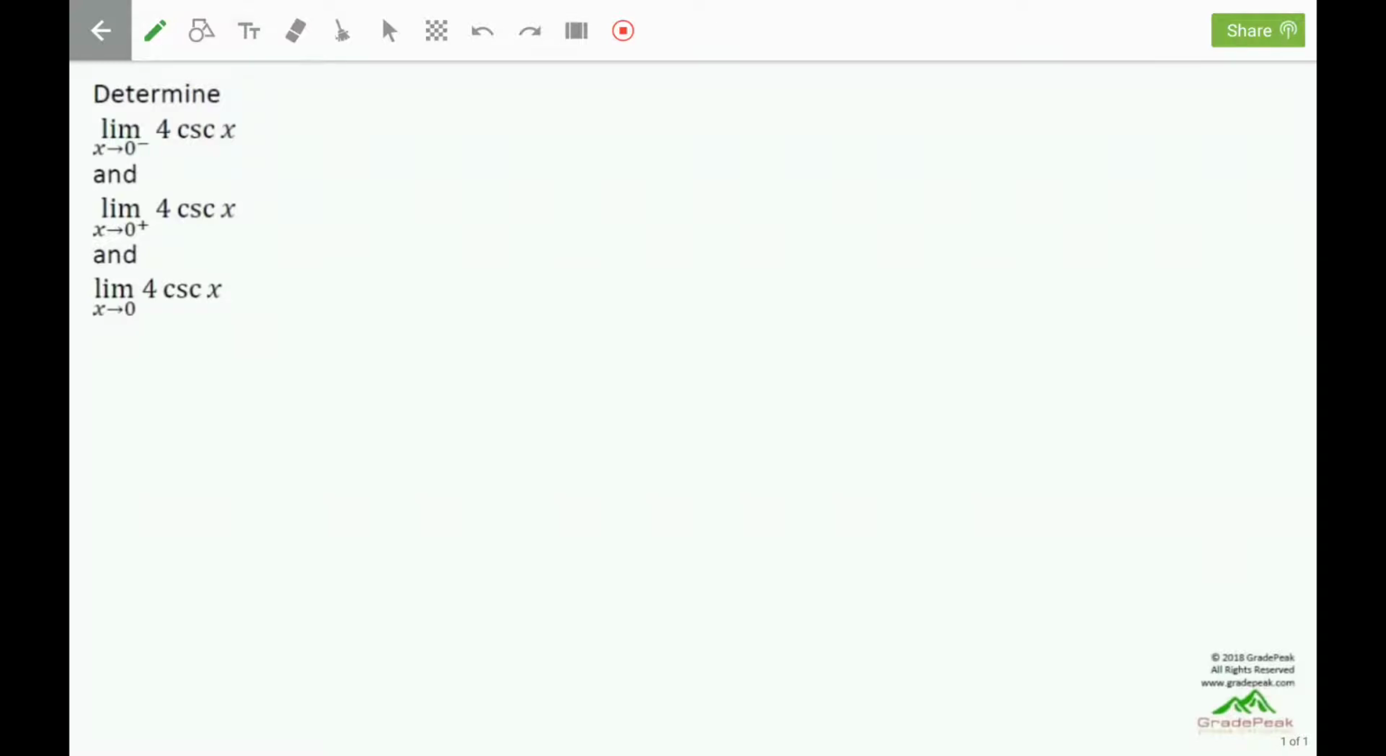Determine the left-sided limit and the right-sided limit and the two-sided limit as x approaches 0 of 4 cosecant of x. Each of these involves the limit as x approaches 0 of 4 times the cosecant of x. The first thing to do is try plugging a 0 in for each of the x's. That will give 4 times the cosecant of 0, which is 1 over the sine of 0, and the sine of 0 is 0.